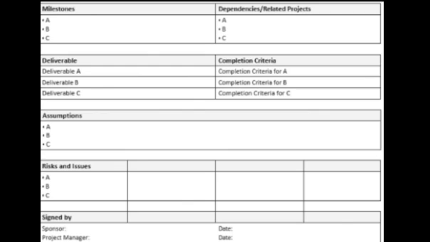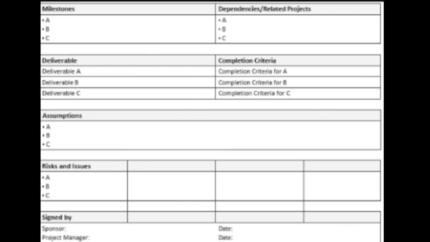So on the right hand side, you see dependencies and related project. What the dependency and related project is talking about is to make you understand if the milestones are dependent on each other. For instance, say our milestone A is the foundation of the house, while milestone B is to raise the blocks of the house. Now, is milestone B dependent on milestone A?